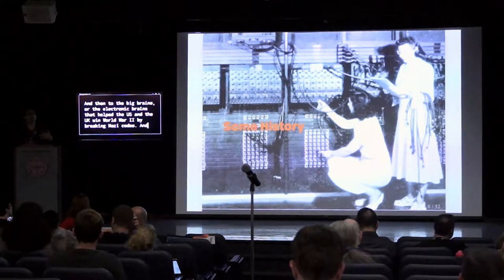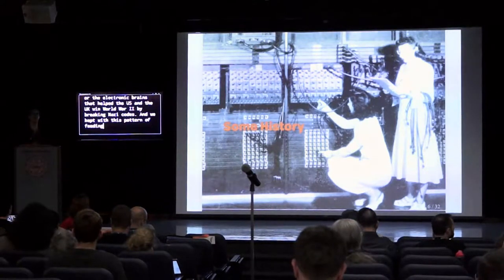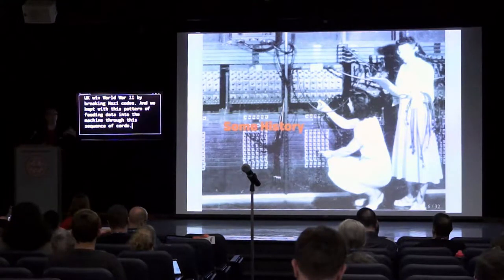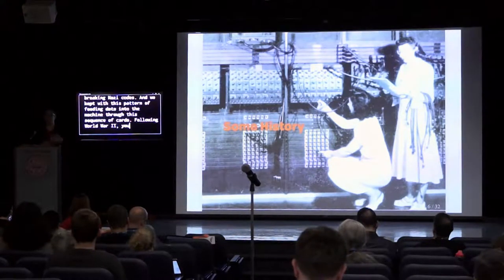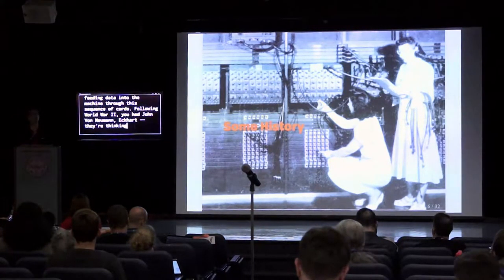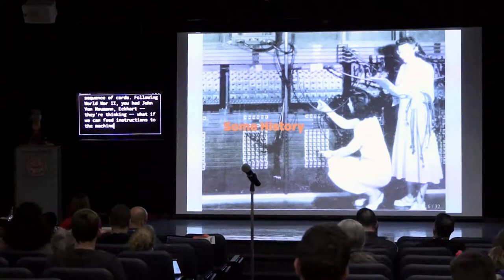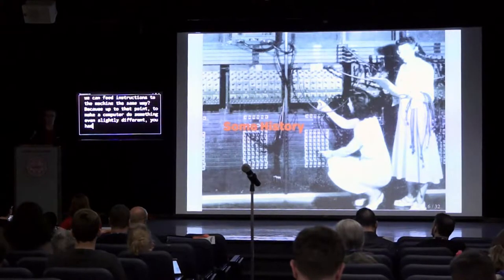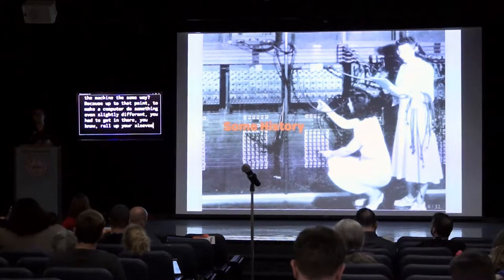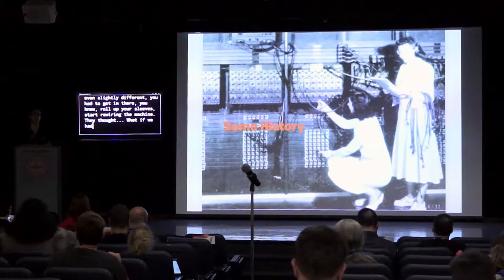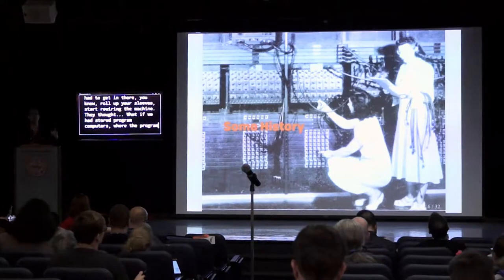And we kept with this pattern of feeding data into the machine through this sequence of cards. Following World War II, you had John von Neumann, Presper Eckert. They're thinking, what if we could feed instructions to the machine that same way? Because up to that point, to make a computer do something even slightly different, you had to get in there, roll up your sleeves, start rewiring the machine. They thought, what if we had stored program computers where the program itself was stored as data?